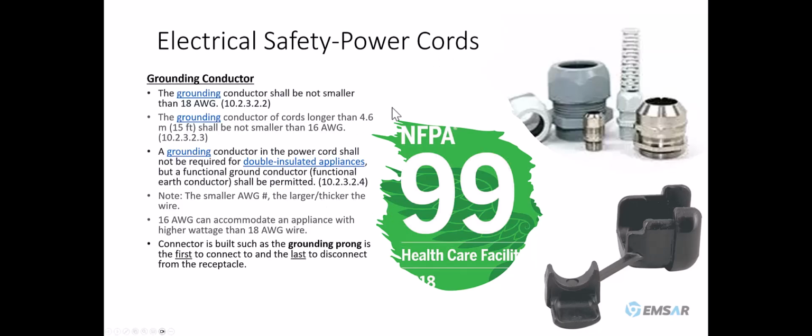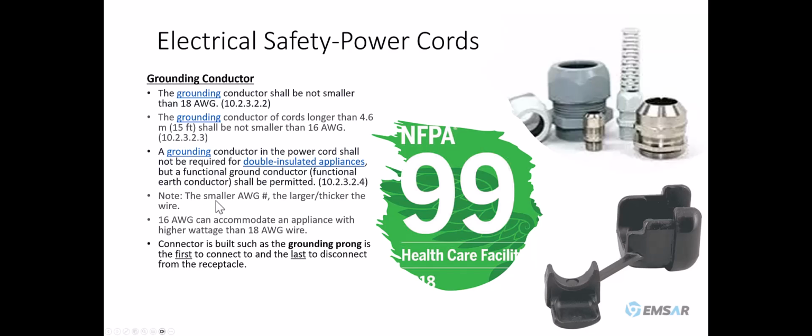Grounding conductors, this is talking about the ground wire in the power cord. The grounding conductor shall not be smaller than 18 gauge. The grounding conductor of a cord longer than 4.6 meters or 15 feet shall not be smaller than 16 gauge. And a grounding conductor in the power cord shall not be required for double insulating appliances. So class 2, a grounding conductor is not required, but a functional ground conductor shall be permitted.